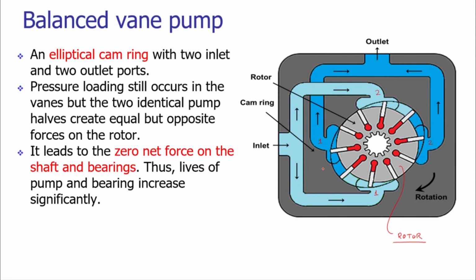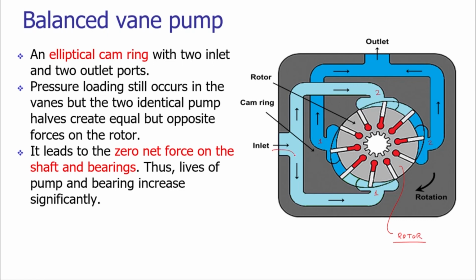So the bearing pressure will be balanced by having the equal pressure on both the sides of the shaft by having two different outlet ports on both the sides of the shaft. So here you notice 1 and 2 are exactly in opposite direction. So the pressure which is being applied by the outlet port 1 and port 2 will cancel each other's effect.